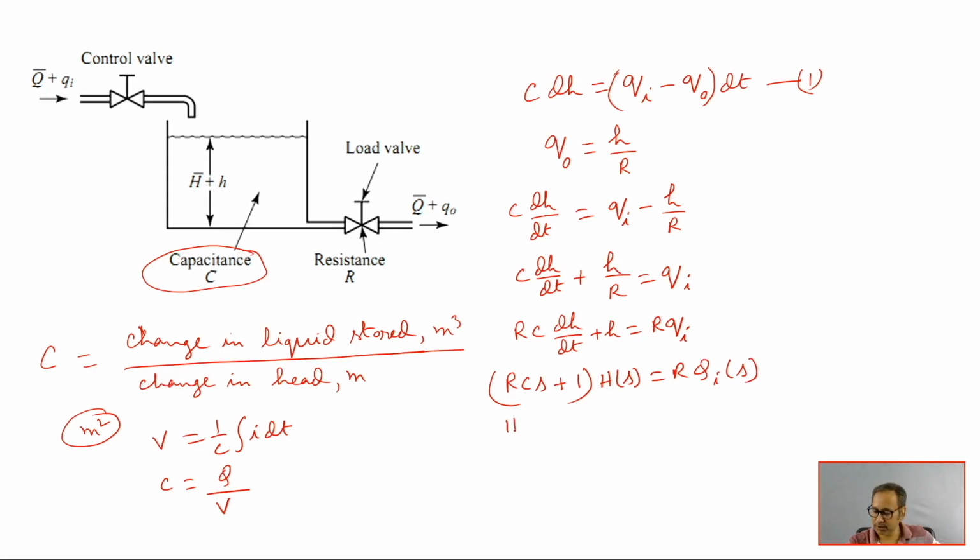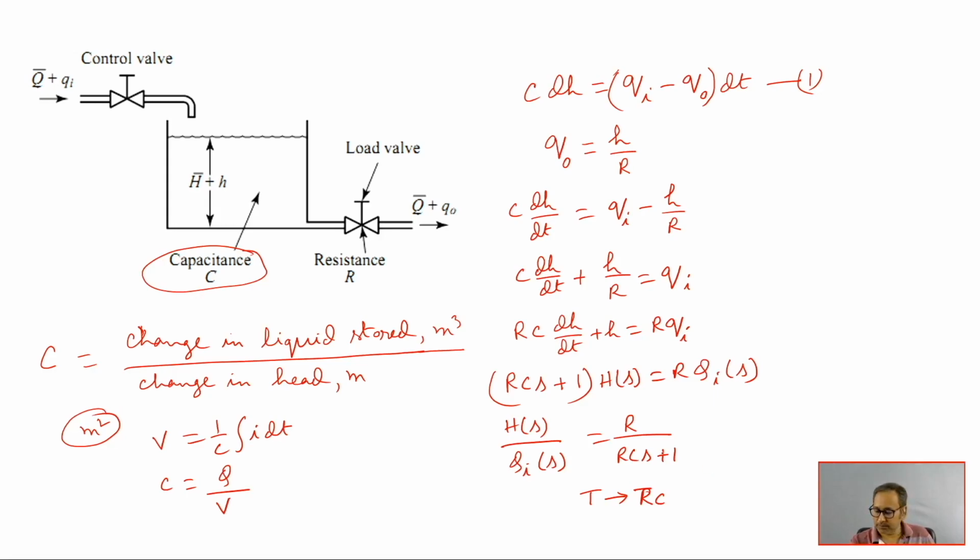So, that means Hs by QIS equal to R by RCS plus 1. Now, note this RC is basically the time constant. If you do the dimensional analysis, you will find this RC has the unit of time, that is second. So this is actually the time constant, which was explained in the earlier classes.